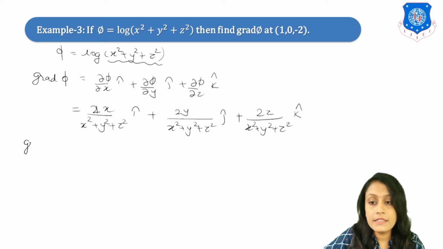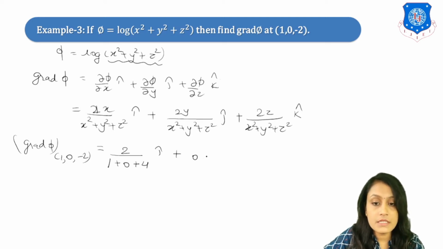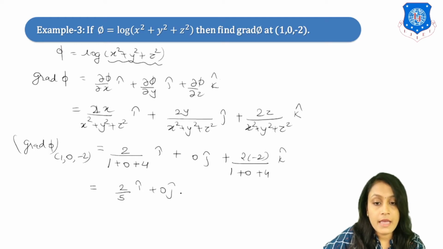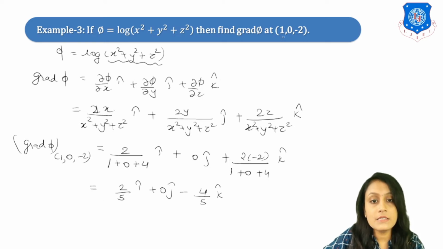Now we have to find grad phi at this particular point (1, 0, -2). So in place of x we substitute 1, in place of y 0, and in place of z -2. So what you will get here, 2 upon x square means 1, y square is 0, and z square is 4, i cap, plus here y is 0, so this whole term is 0, so 0j, plus 2 into -2 upon (1 plus 0 plus 4) k cap. Just simplify this. So 2 upon 5 i cap plus 0 j cap minus 4 upon 5 k cap. So this is the answer for the gradient of phi at this particular point (1, 0, -2).